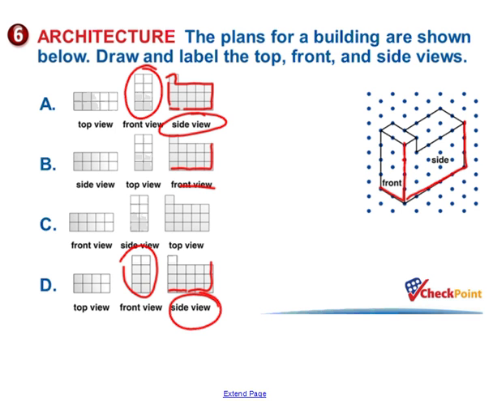But as we look at our top view, you can see our top view is really 5 by 2. This one is 4, that's not right. This one is 5 by 2. Answer A is the correct drawing from the different views. All right. And thank you.